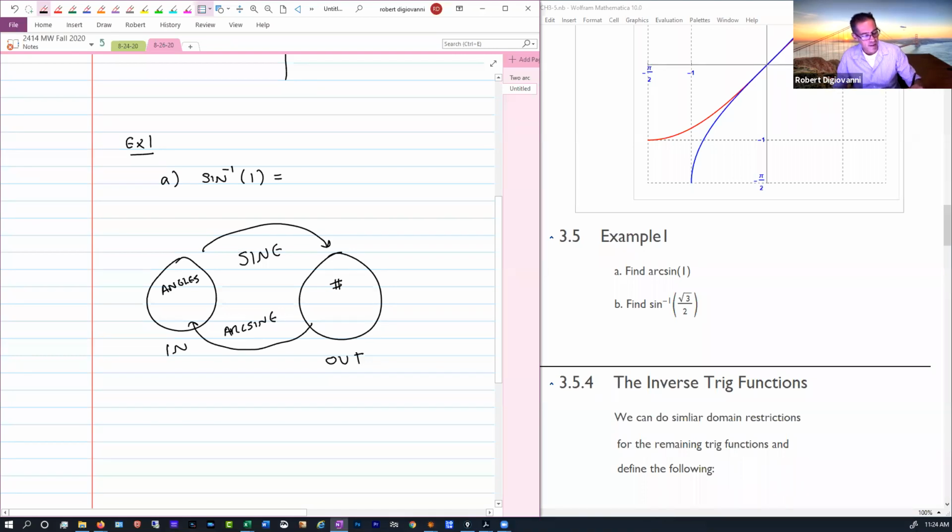So when we're asking ourselves, what's arcsine of 1, our answer should be an angle. It should be some angle theta. I'm going to call it theta. So this question really converts into the question, sine of what angle is 1? Okay, that's what we're really saying. So when you say arcsine of 1, what is it equal to? You're really saying sine of what is 1?